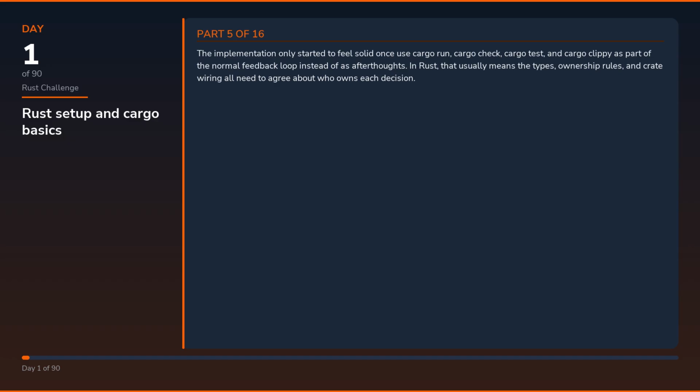In Rust, that usually means the types, ownership rules, and crate wiring all need to agree about who owns each decision. I kept returning to one more rule: treat the project shape as something future features must survive, not something to redo every week. That is the part that shortens debugging because the code tells you where to look instead of forcing you to reconstruct the intent from scratch.